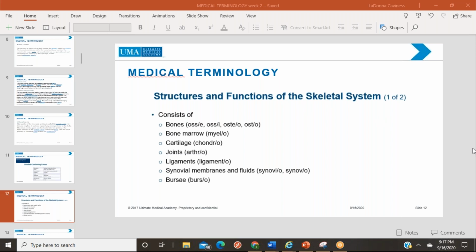Structures and functions of the skeletal system consist of bones, bone marrow, cartilage, joints, ligaments, synovial membranes and fluids, and bursa. And here's a breakdown of the medical terms for these different structures and functions of the skeletal system.